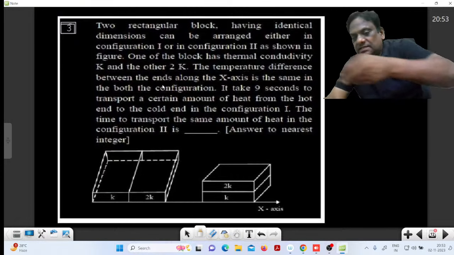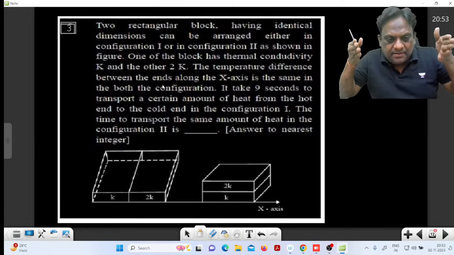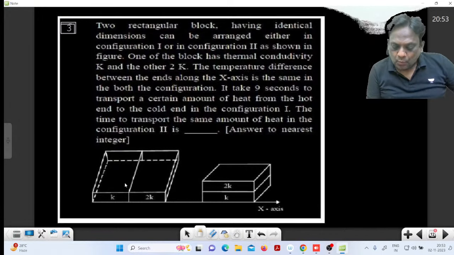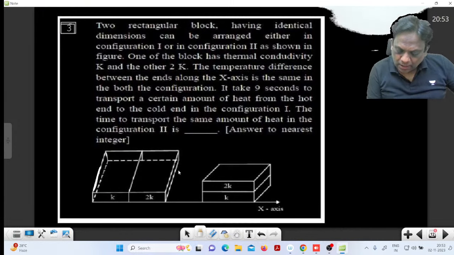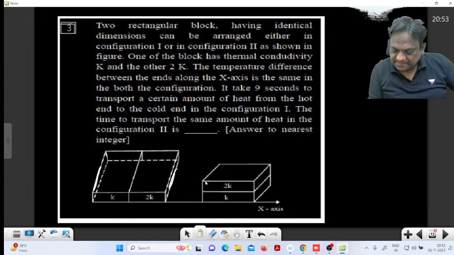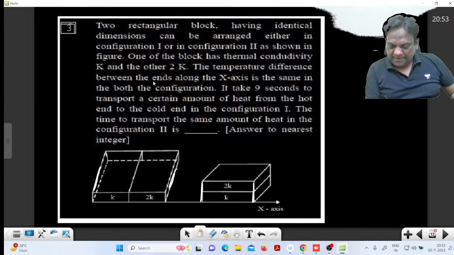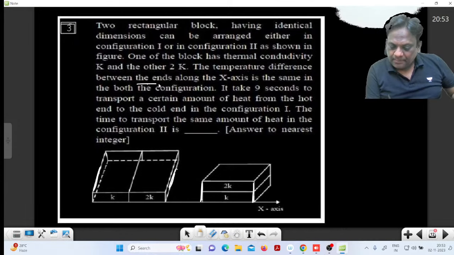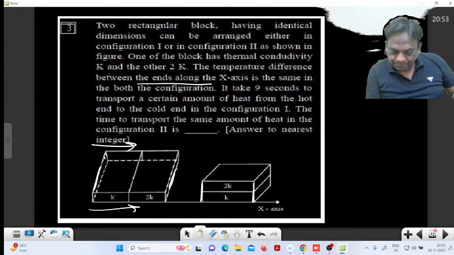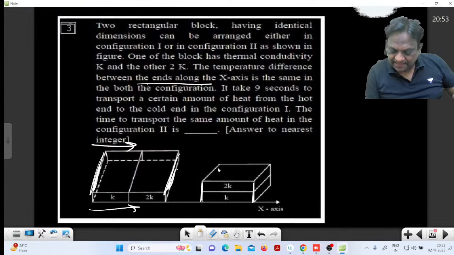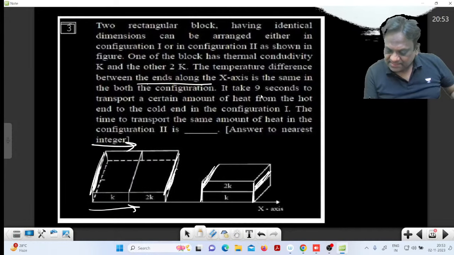So now what he says, the end temperatures are the same. And one has a thermal conductivity K, the other has 2K. This end temperature along the x-axis, this is the x-axis. So the end temperatures in both cases are the same. The temperature difference between the ends along the x-axis, this is the x-axis. This is one end, this is another end. The temperature difference between the ends is the same.